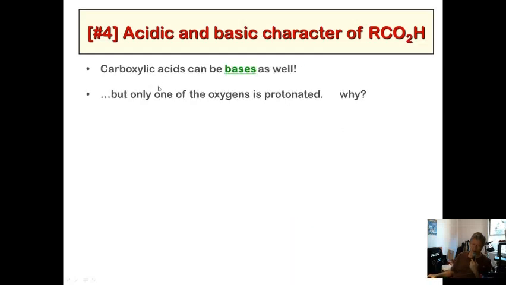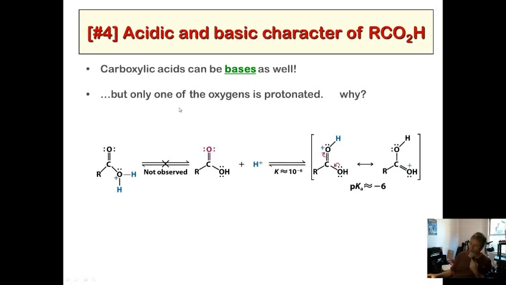Carboxylic acids can be bases as well, but only one of the oxygens is protonated. Why is that? What we're doing here is looking at a carboxylic acid and treating it with a proton, H+, and asking which of the oxygens the proton is going to go to. Is it going to be the double bond O attacking, or is the OH attacking? I'm showing those two cases. The left one, where I protonate the OH, does not happen, whereas the other one does happen.